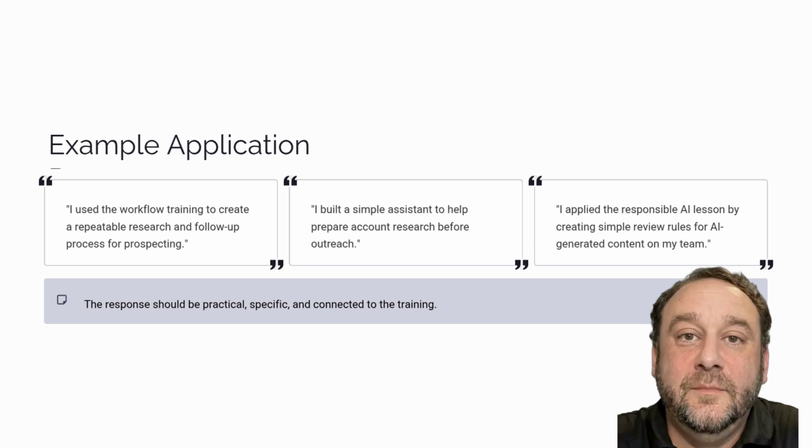Here are a few examples of what a good application response might look like. One example could be: I use the workflow training to create a repeatable research and follow up process for prospecting. Another could be: I built a simple assistant to help prepare account research before outreach. A third might be: I applied the responsible AI lesson by creating simple review rules for AI generated content on my team. Each of these examples is short, practical, and directly tied to the training.